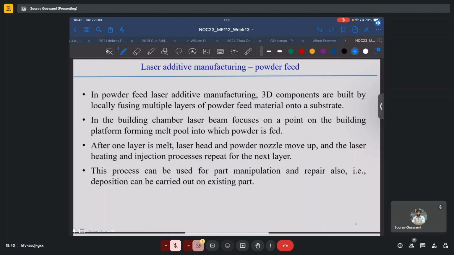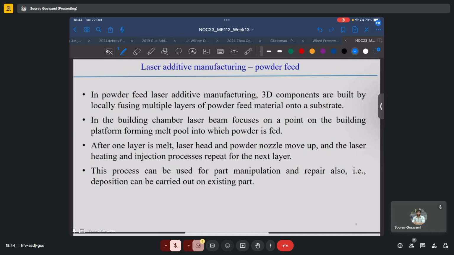In the building chamber, the laser beam focuses on a point on the building platform, forming a melt pool into which the powder is fed. So here the laser interacts both with the material that is being deposited and the substrate of the pre-built layer. A part of the energy of the laser is absorbed by the powder particle in its flight, which may lead to its temperature rise or even melting. The rest of it goes into interacting with the pre-deposited layer of the substrate, where again it is expected that the laser beam will create a molten pool of material into which this heated or melted powder will be fed.